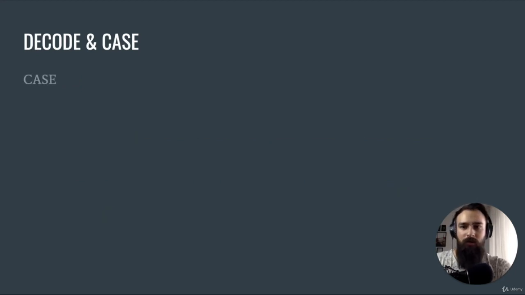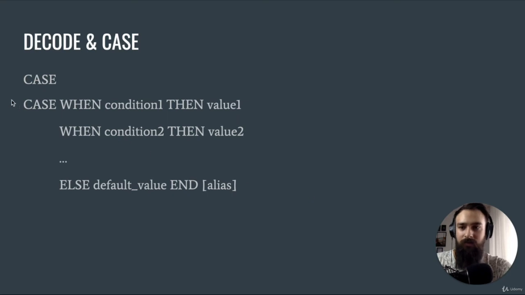Now, the case function is similar to decode, but it doesn't restrict us to an equality condition. We can have different conditions as well. So we have a case. When condition 1 is true, then it will return value 1. When condition 2 is true, then it will return the value 2, and so on, until if no conditions are true, then it will return the default value. The end, and an alias if we want to assign one.